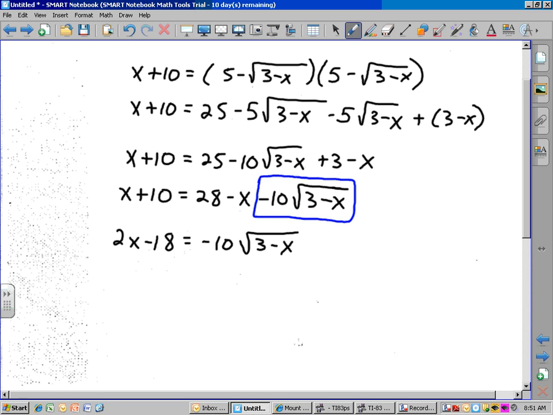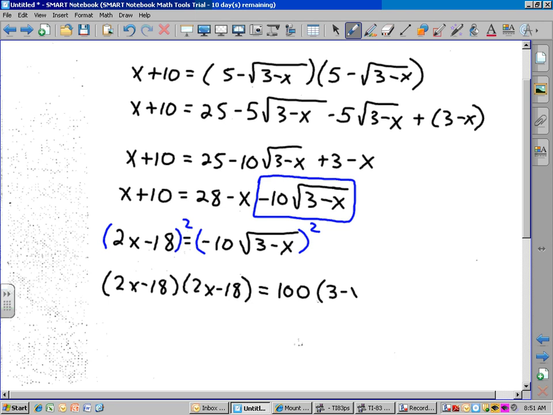And we have this negative 10 times the square root of 3 minus x. We don't need to get rid of the negative 10. Okay, that's one term multiplied together. We can now square both sides to get rid of the square root. Okay, so the left side, again, we have to FOIL out. Negative 10 squared is 100, and the square root and the square cancel out, so we have 3 minus x left over.